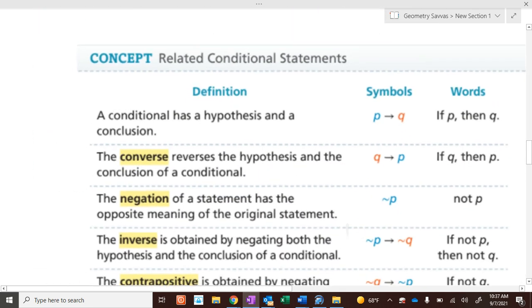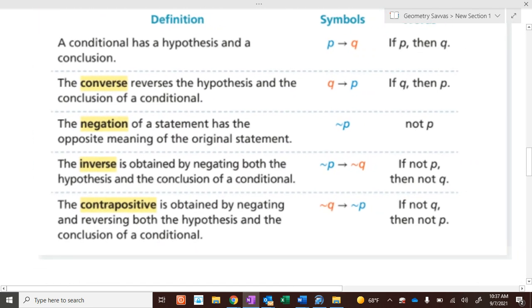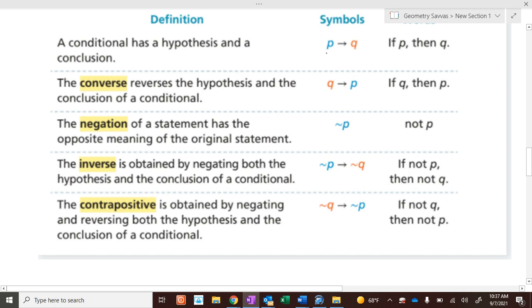Okay, here we go with more vocab. A conditional statement is: if the hypothesis, then the conclusion. The converse reverses the hypothesis and the conclusion. So if conclusion, then hypothesis. So a converse reverses the hypothesis and the conclusion of a conditional.